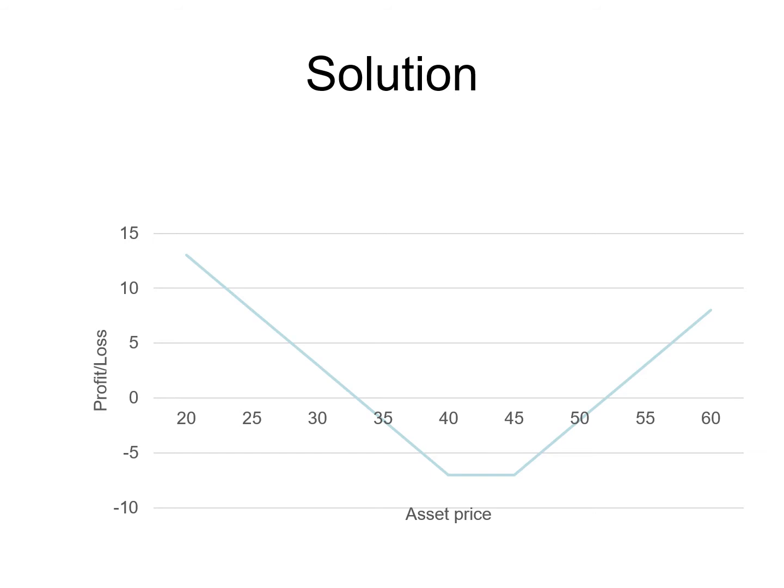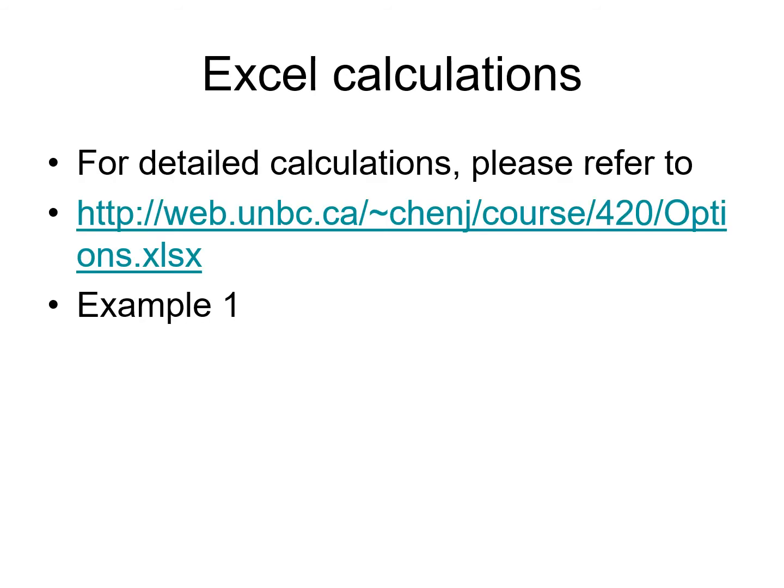When the asset price is between 40 and 45, the investor will lose all his $7. When the share price becomes lower than 40, he will get a payoff from the put option. You can see the share price getting lower and lower, the payoff will be higher and higher. Similarly, when the share price is higher than $45, he will get a payoff from the call option. As the share price becomes higher and higher than $45, his profit will become higher and higher. For detailed Excel calculations and graphs, please check the following file and look at the worksheet example 1.